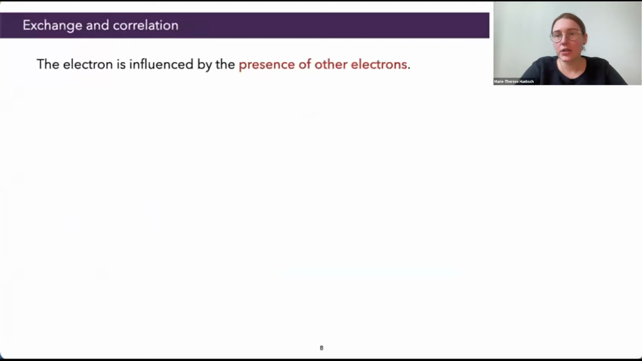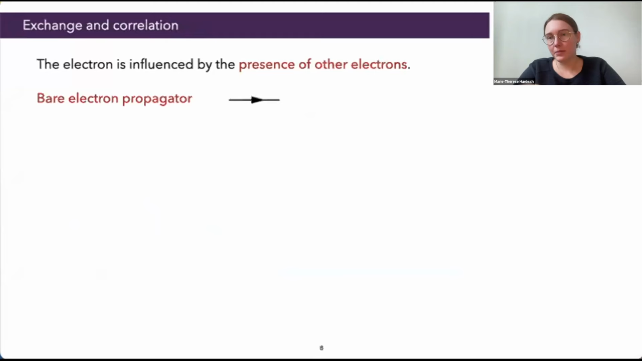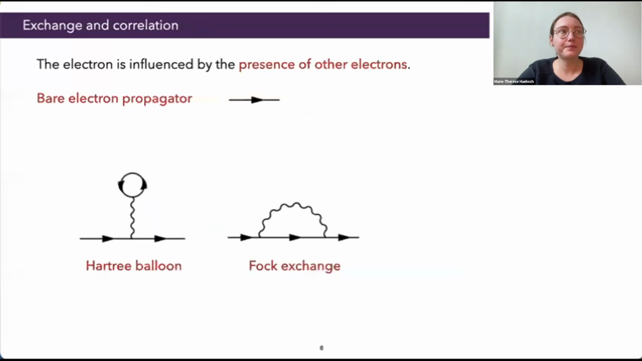Let's introduce some simple diagrams here to understand this. This might be a bit of an excursion for some of the audience. So this line represents an electron with a specific energy and momentum. The simplest interaction with the remaining system is represented by drawing one wiggly line, that is the Coulomb interaction. In first order, it can either interact with the electronic density or with itself, which yields the famous Hartree diagram and the Fock exchange.